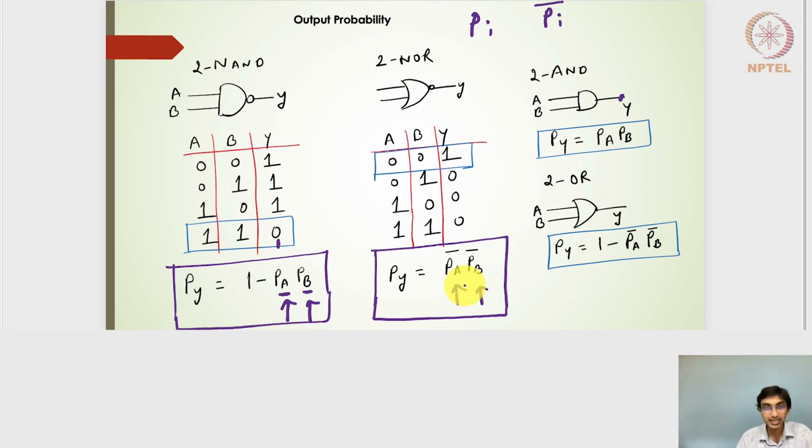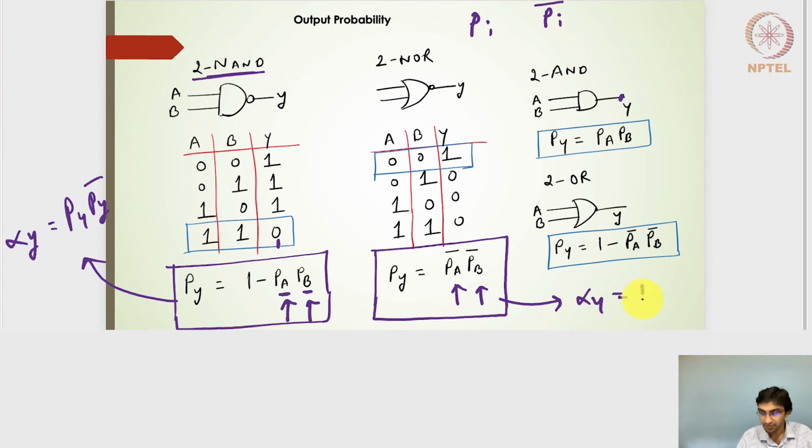So if I want to find out the activity factor of the 2-input NAND gate, right, I should be able to use this and find out that the activity factor alpha is nothing but PY and PY bar. For a 2-input OR gate, I should be able to find out the same thing, PY bar.